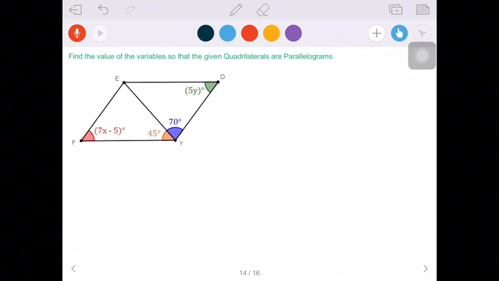Find the value of the variable so that the given quadrilaterals are parallelograms.